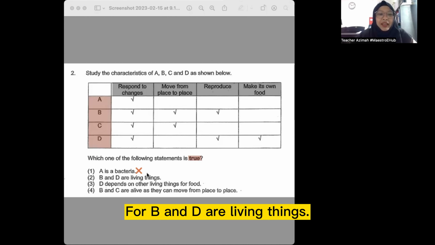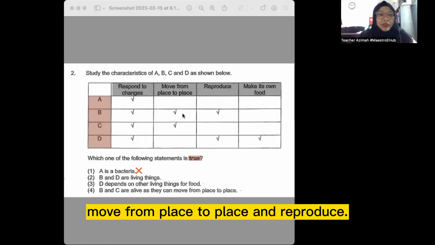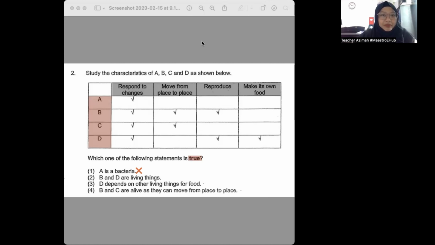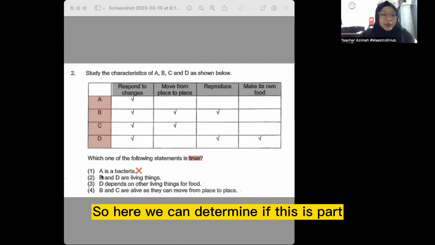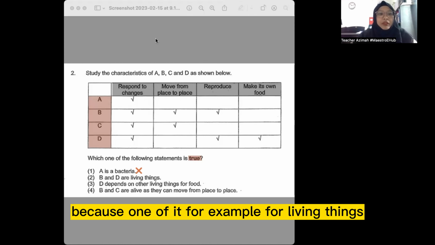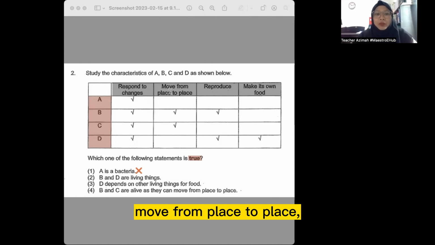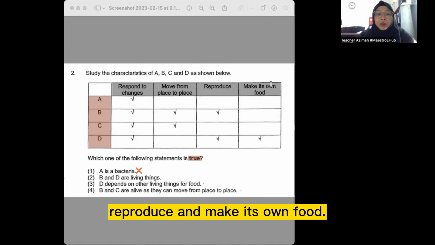B and D are living things. B responds to changes, moves from place to place, and reproduces. And then for D, it responds to changes, reproduces, and makes its own food. Okay. So here we can determine this, because for living things, we do know that they respond to changes, move from place to place, reproduce, and make their own food.